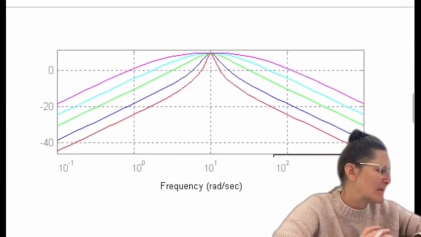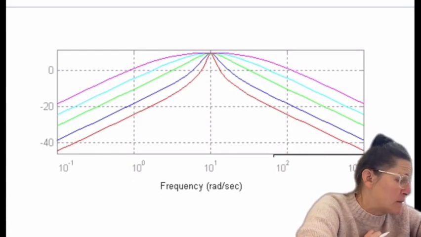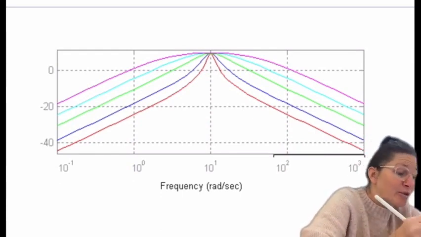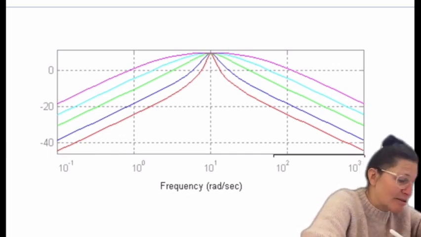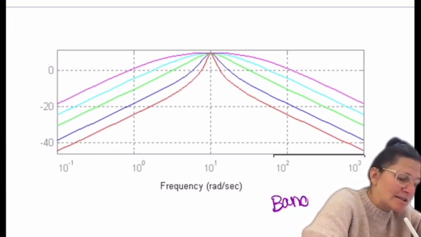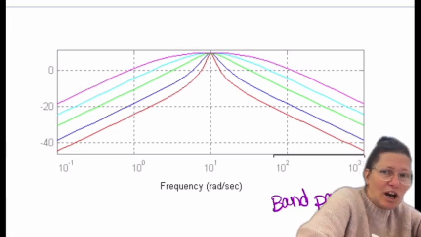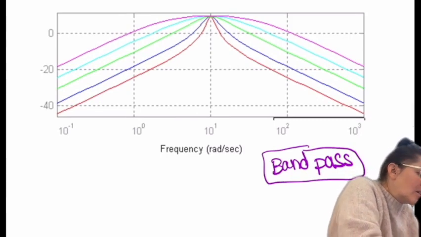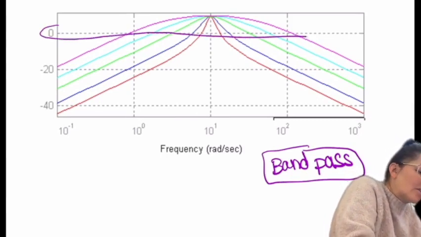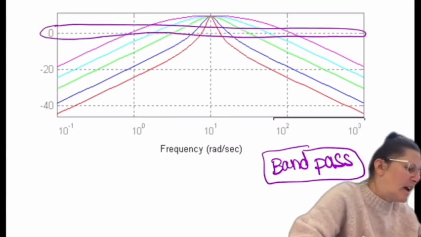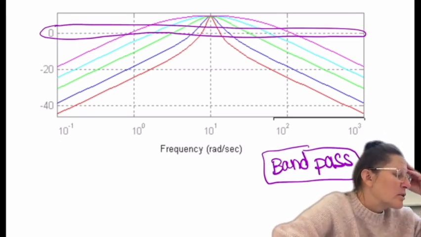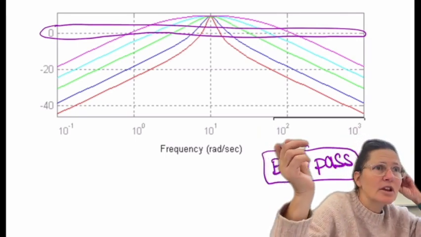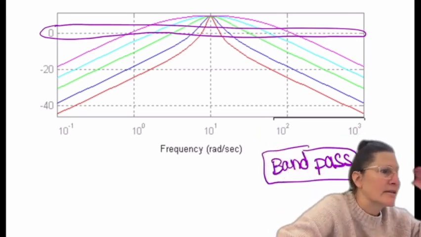Okay, what about this one, the purple one on the top? First off, band pass, I heard. Everybody agreeing that this is band pass? Okay, correct. It is band pass, and that is because you're looking at this 0 dB level, and all of these go below 0 dB before it and after it. So that is going to be band pass.